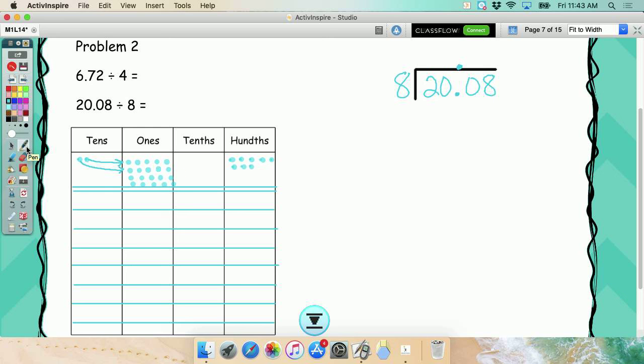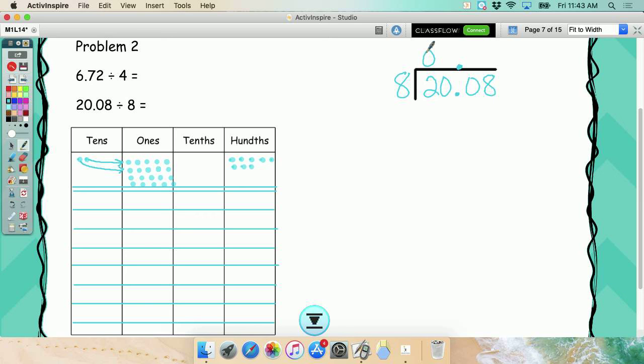What does that look like on the standard algorithm? That looks like I'm not going to do anything here. So you can put an X there. You could also write a 0 there, showing that you can't divide 2 into 8. If you like a 0 better, I like the X because it shows me I'm not going to be able to use the tens place.